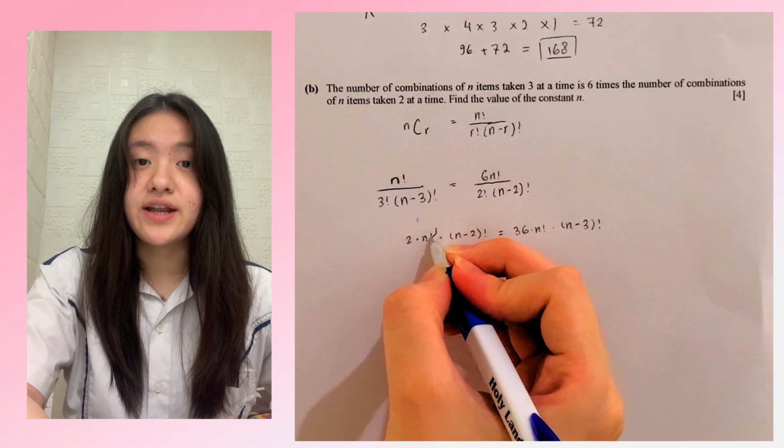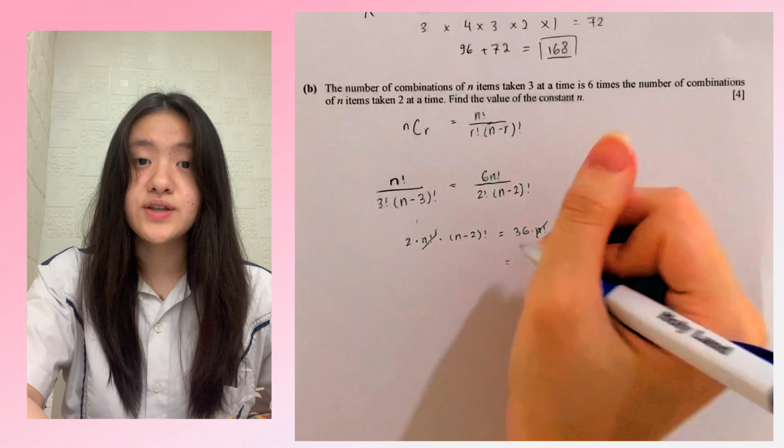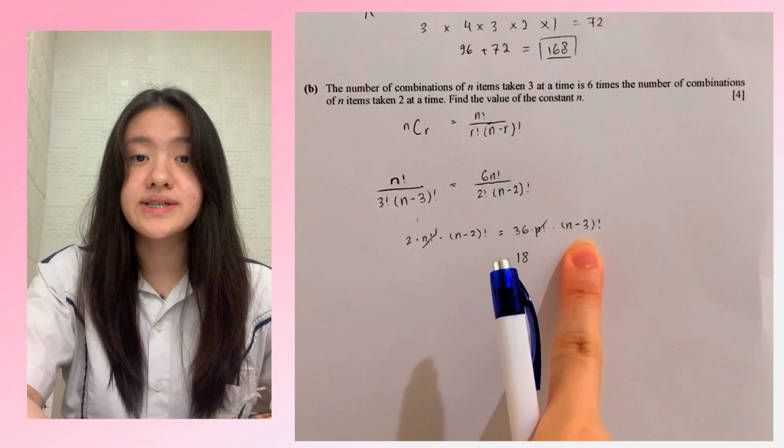I'm going to cancel n factorial from the equation, and I'm going to divide everything by 2. This means that we have 18 on the right side. Next, I will be dividing everything by (n minus 3) factorial.